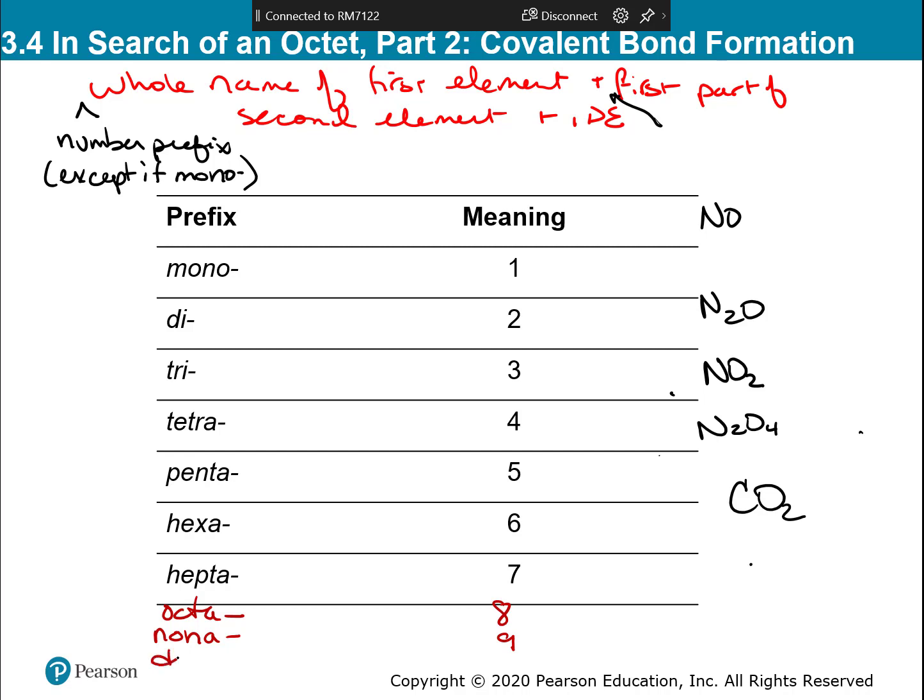You won't see these very often, but I will tell you through 10. Okay, so 1, they always use the term mono. 2, di. 3, tri. Those ones aren't too bad, okay? But 4 is tetra, okay? Instead of quad, it's tetra.